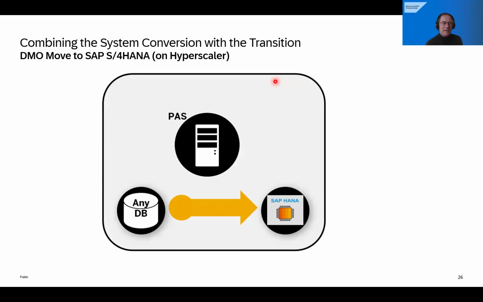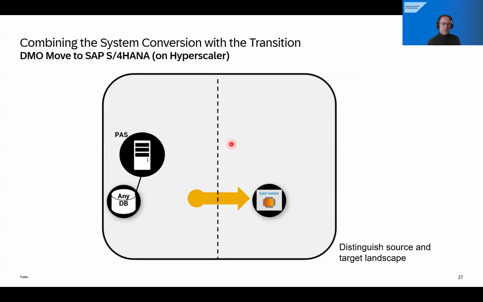Now a bit more in detail, the steps for DMove to S/4. In an in-place case, we would only have source and target database and the application server level. But now we divide this into two sections. We have the on-premise system here, and in the target, like always, before starting the Software Update Manager, we have to install the HANA database.